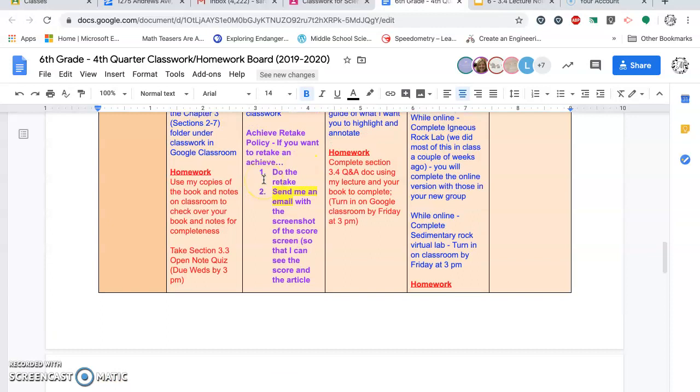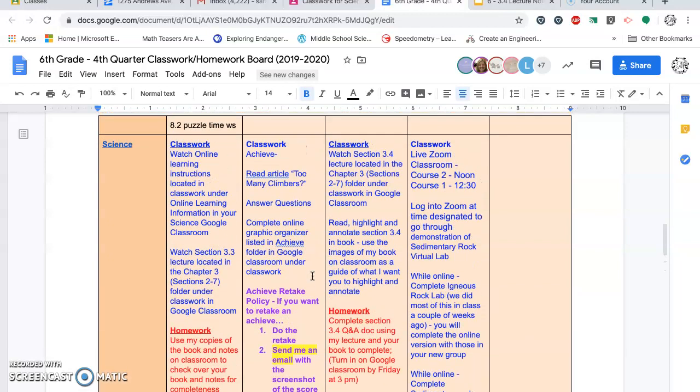I also have listed here, some of you emailed me wanting to do a retake. I'm fine with retakes. If you want to do a retake, I put the Achieve retake policy here. I also put it in Classroom. So all you do is you do the retake and then you take a screenshot of the score, as well as I want to be able to see the title of the article at the top too. Take a screenshot of that, send it to me along with whatever article you want to have replaced, and then just email me that and I'll be able to update your grade. So that is fine.